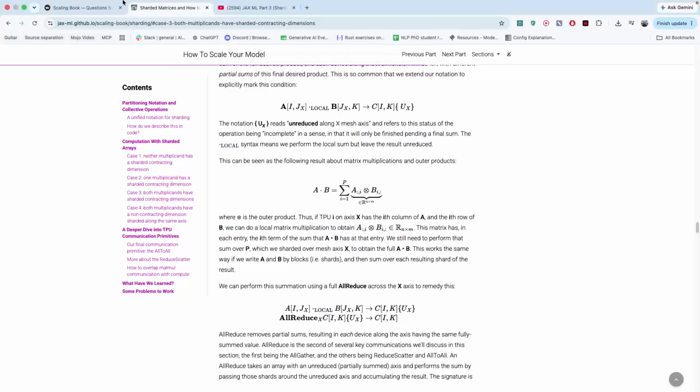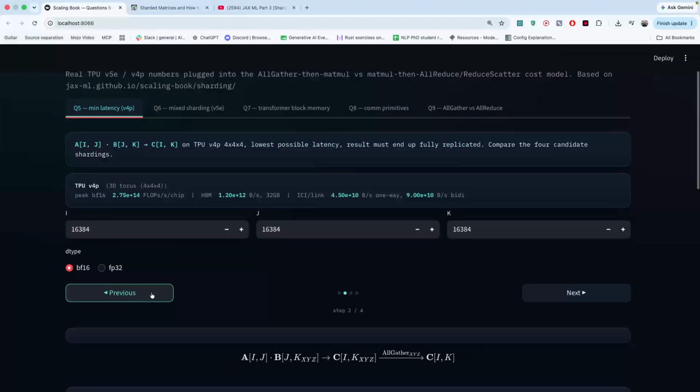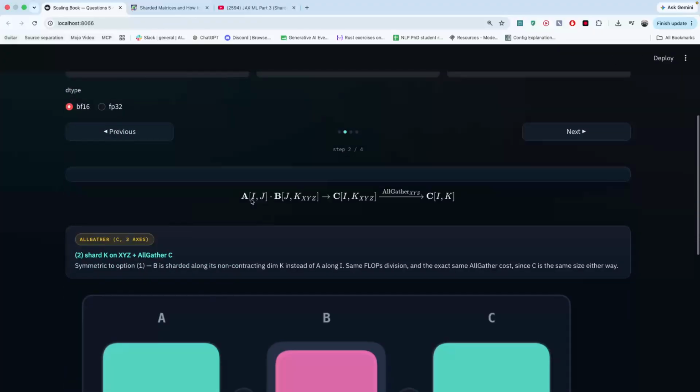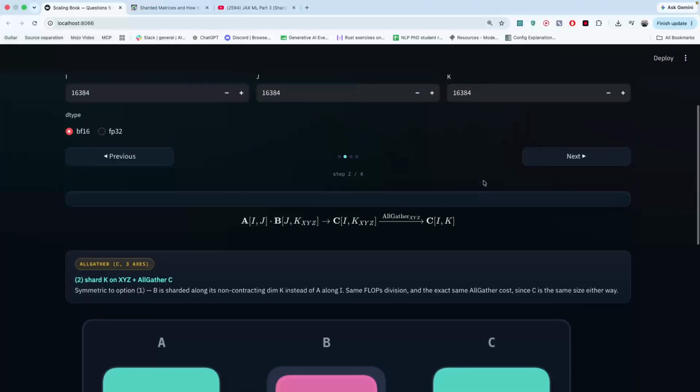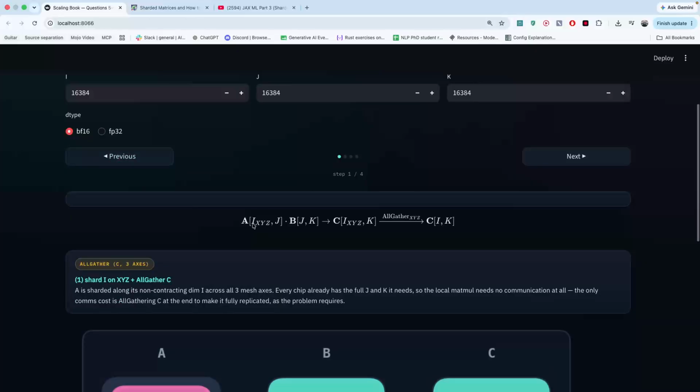So I created a streamlit visualization for this. The first case that we discussed is, here we have sharded one of the dimensions, so we do the matrix multiplication and then we do an all gather on this axis to get it fully replicated in all the devices. So the first one was, here we sharded this one, we did the same multiplication and then we did an all gather.